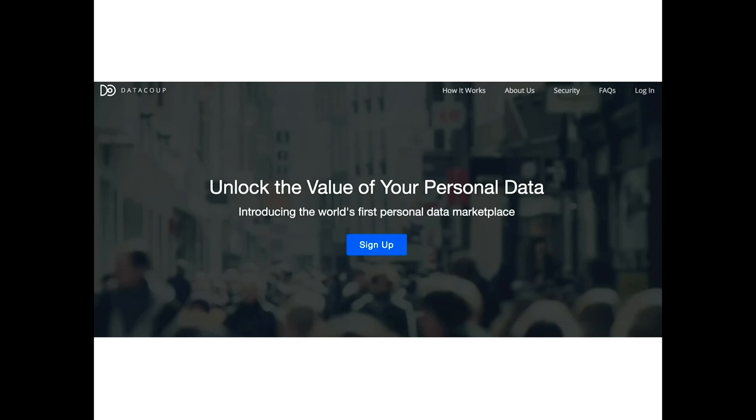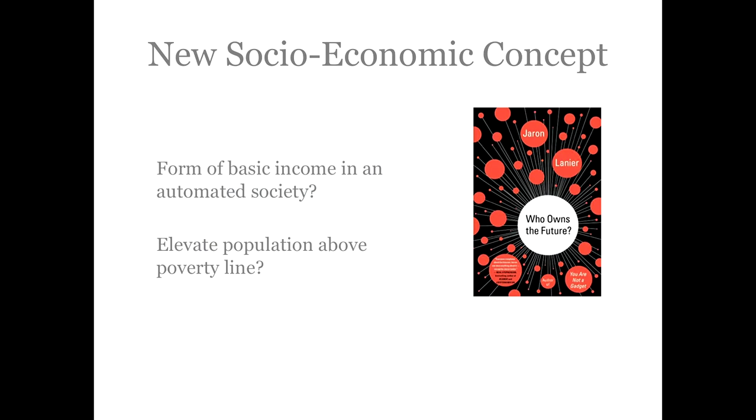And there's this new socioeconomic concept that is emerging, and Jaron Lanier describes this in his book, Who Owns the Future? If anybody would sell his own data for, even if it's $5 to $10 a day, you would not only regain a form of control of it, but then the question is, can you make a new society where you can generate a form of basic income in a society that is automated just by providing data, just by selling it to companies that target you specifically for the marketing?